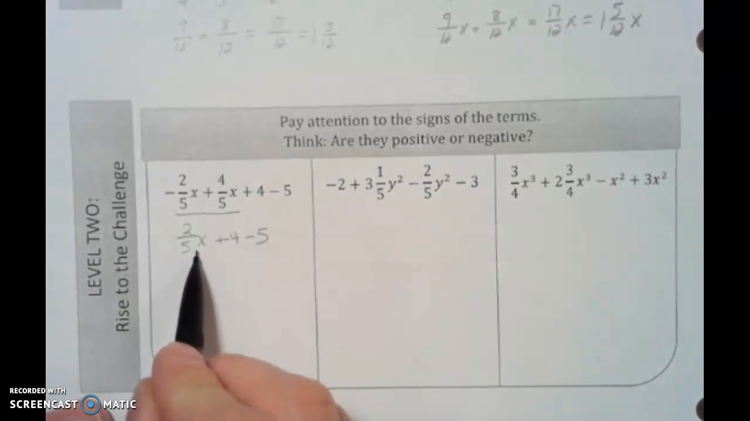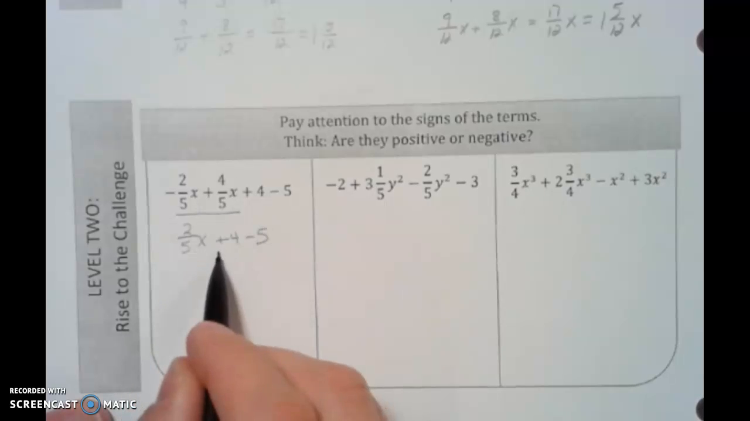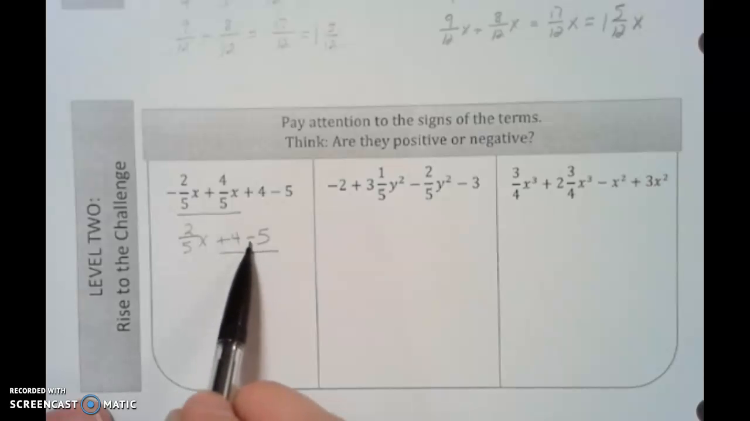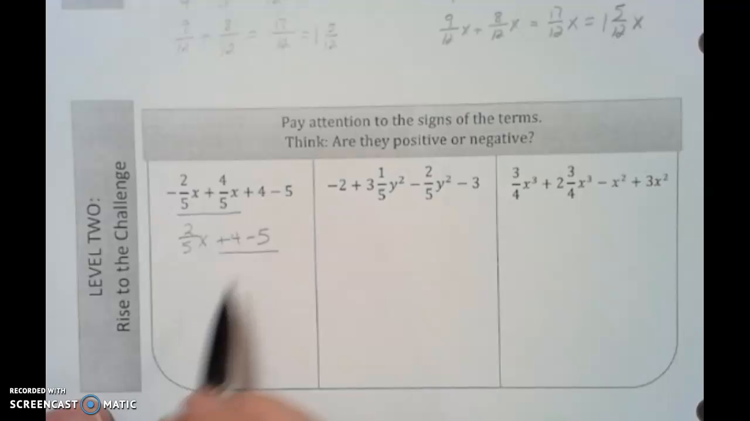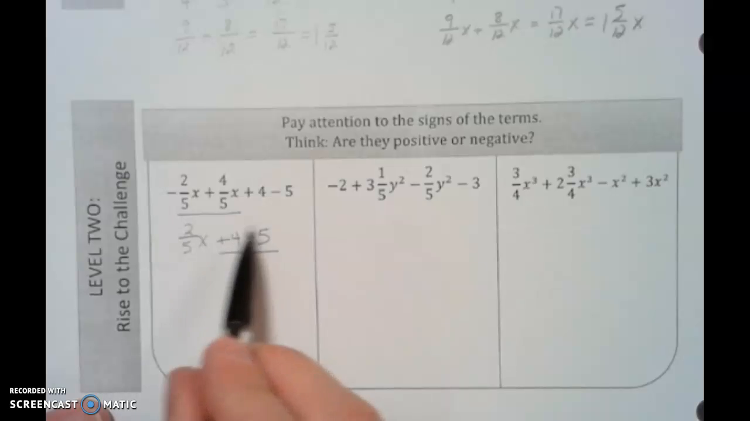Constants and variable terms can't be combined, but constants and constants can be combined, so I'm going to combine those. And again, pay attention to their signs. This is a positive 4, this is a negative 5. They're different signs, so we have to subtract. 5 minus 4 is 1. The negative number has the greater absolute value, so this would be negative 1.